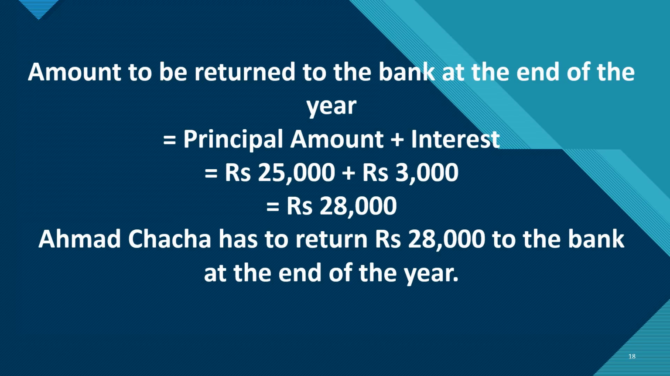So the amount to be returned to the bank at the end of the year is principal amount plus interest. So principal amount is 25,000 and interest of rupees 3,000. So 25,000 plus 3,000, you will get 28,000. So Ahmad Chacha has to return rupees 28,000 to the bank at the end of the year.